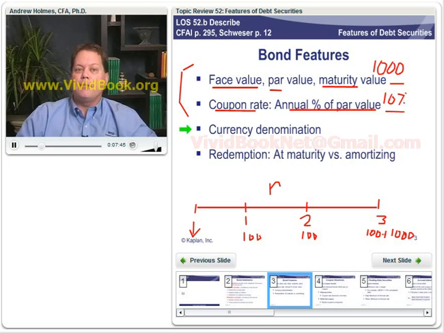Okay, the redemption. So redemption refers to how the firm will repay the loan. What we've described here in our plain vanilla case was one that would redeem at maturity. And we'll see that there's some variation on that or some subtlety associated with it, but that's the plain vanilla case.